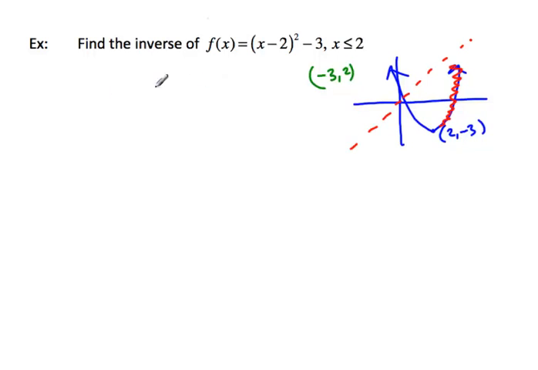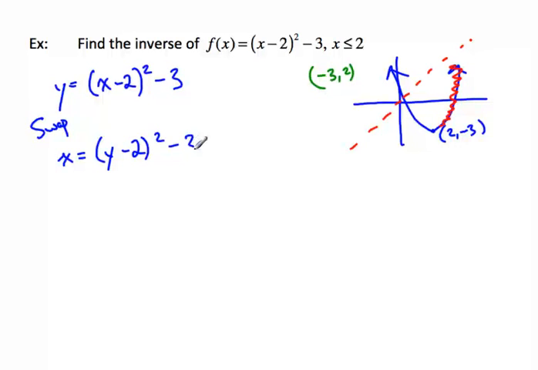So if we do this algebraically, then we replace f of x with y, and we get y is equal to x minus 2 all squared minus 3, and then we swap x and y, we get x is equal to y minus 2 squared minus 3. At this point, we've taken the inverse, but we need to re-isolate y. So we add 3 to both sides, and then we're going to take the positive and negative square root of both sides.